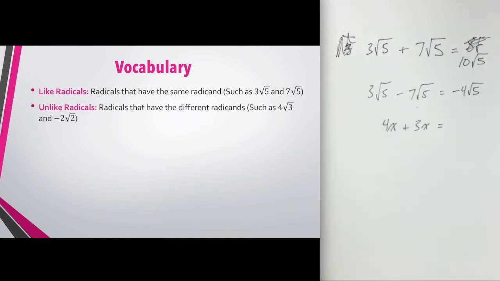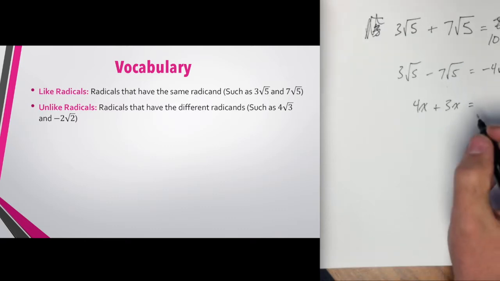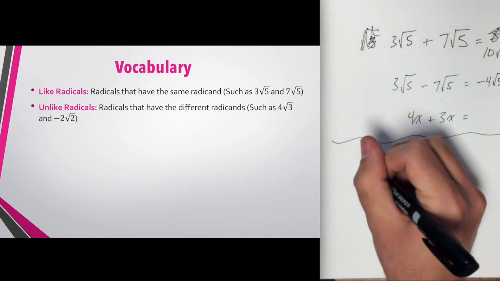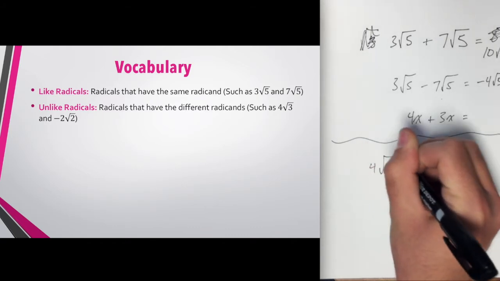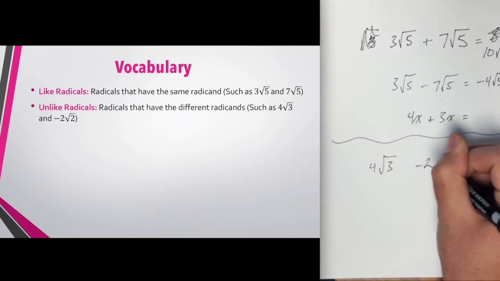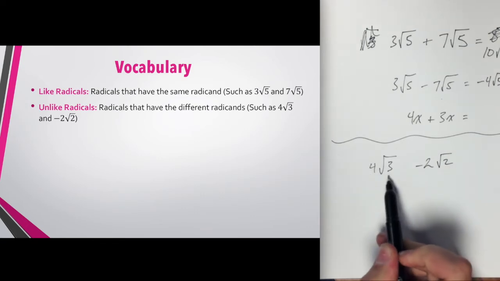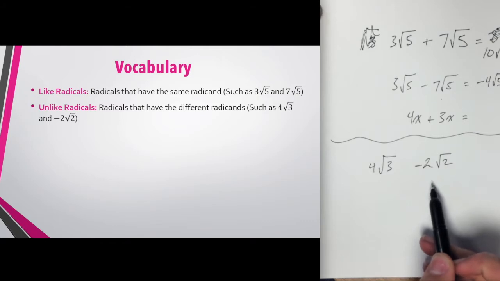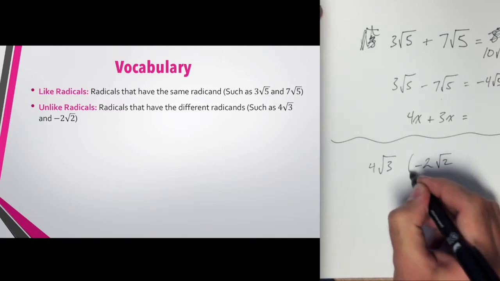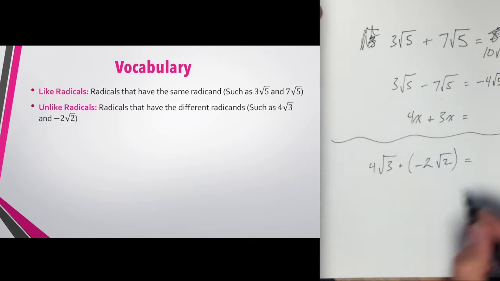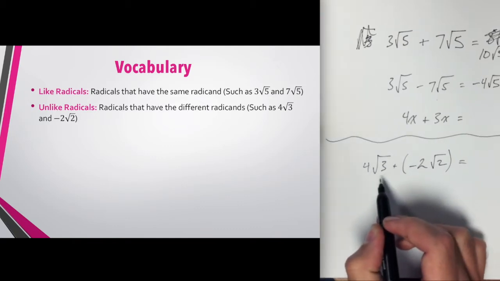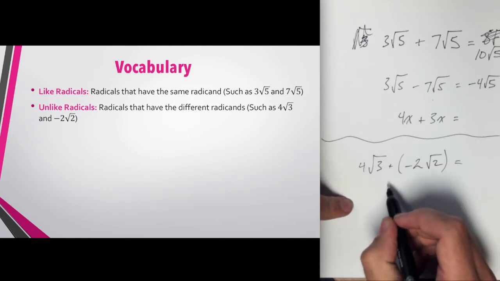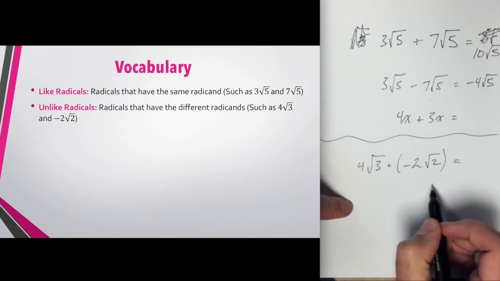However, your next vocab word is unlike radicals. Unlike radicals would be like the ones on the PowerPoint, 4 square roots of 3 and negative 2 square roots of 2. Notice this 3 and this 2 are not the same, so those would be unlike. So I could not add these. If I tried to, this is square root of 3, this is square root of 2. That wouldn't work. Same thing, you could not subtract these because they're unlike.